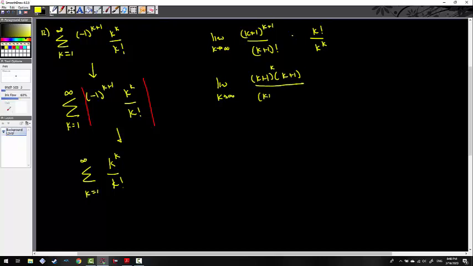I'm going to call this (k+1) times k!, and I'm hoping we're all used to that by now, times k! over k^k. So how does this work? Those factors are going to cancel, and we've got the limit as k goes to infinity of (k+1)^k over k^k.